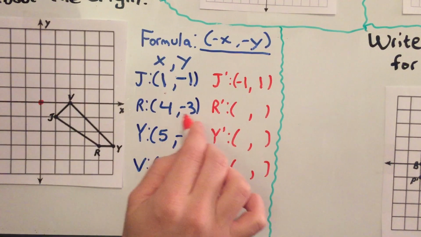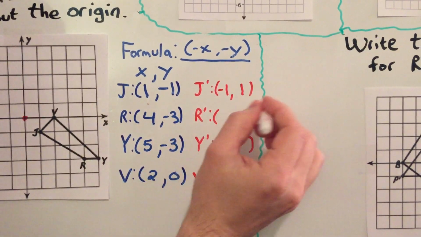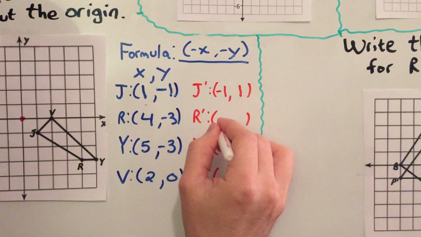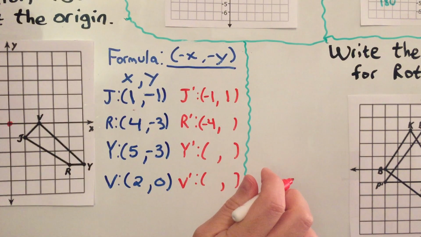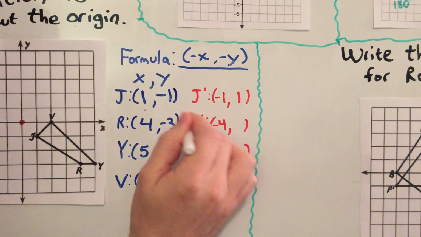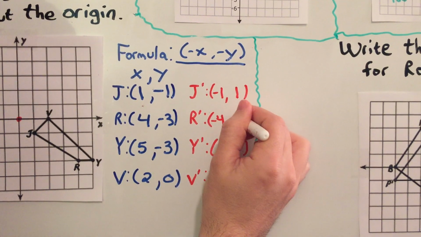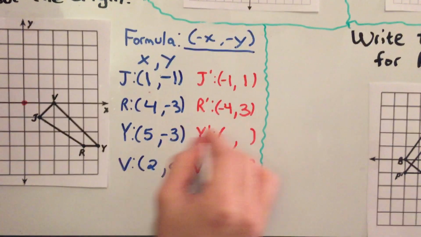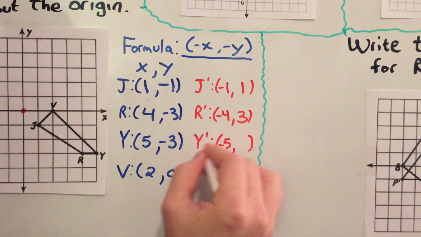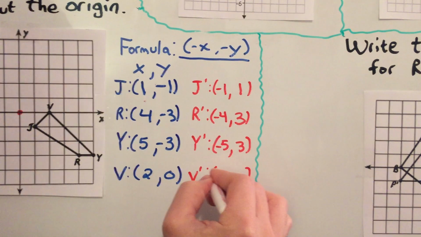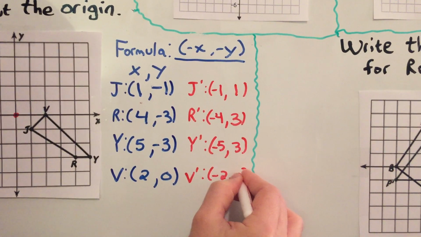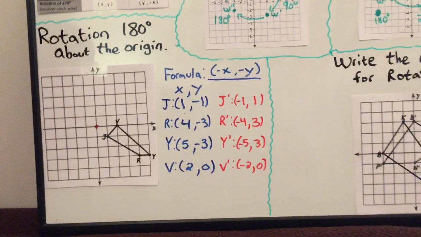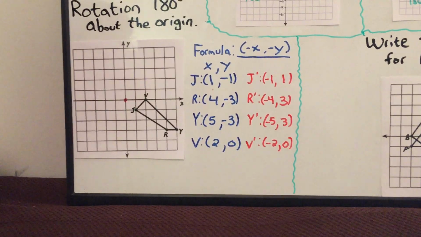This is going to demonstrate it a little bit better since it's not the same numbers. 4, we got to change it to the opposite, or the inverse. So negative 4 right there. Change its sign. Negative 3 is going to become positive 3. This would become negative 5, positive 3, negative 2, and then of course 0 is just going to stay 0, whether it's negative or positive. So that's all you're going to do.